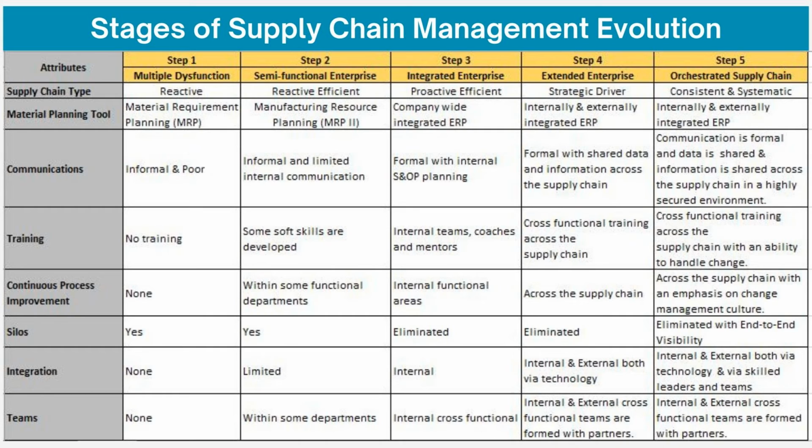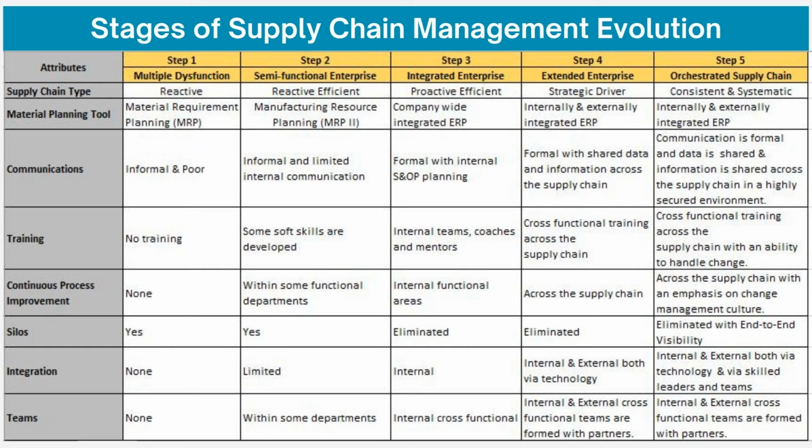Material planning tool. In multiple dysfunction supply chain, MRP is used. And in semi-functional enterprise manufacturing resource planning, MRP2 is used. Whereas integrated enterprise use company-wide integrated ERP. This is internal, okay? The company is internally and externally integrated in both extended enterprise and orchestrated supply chain.